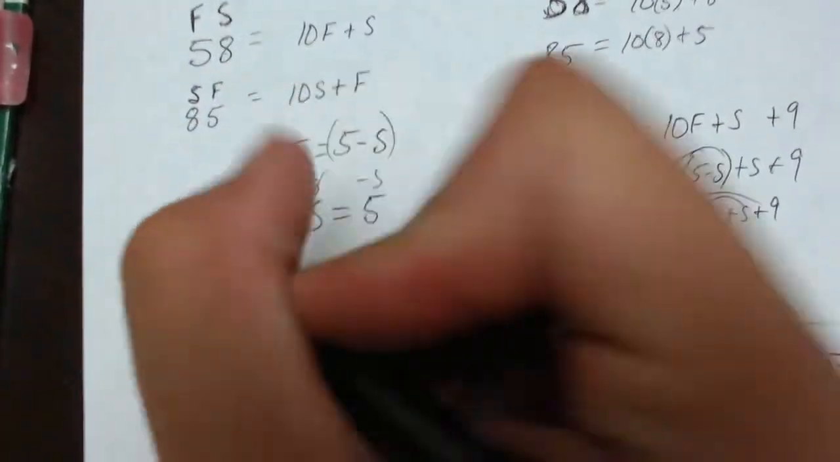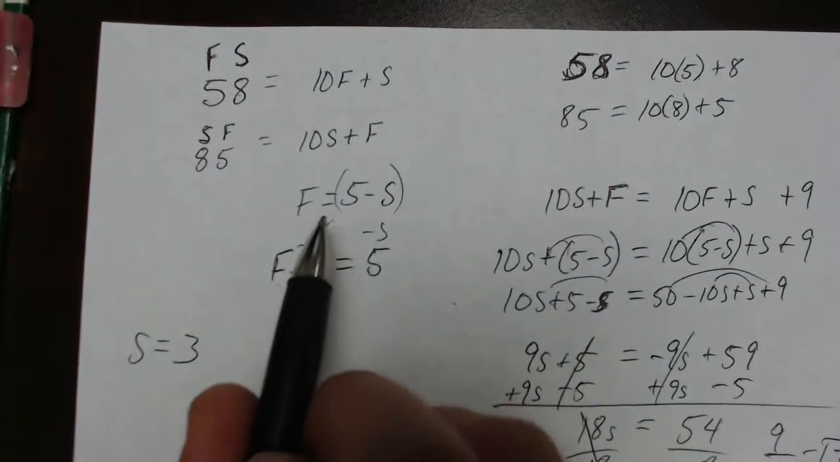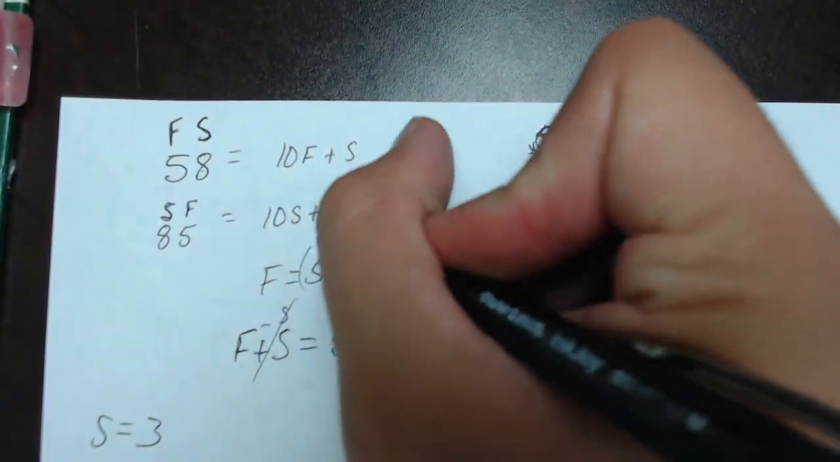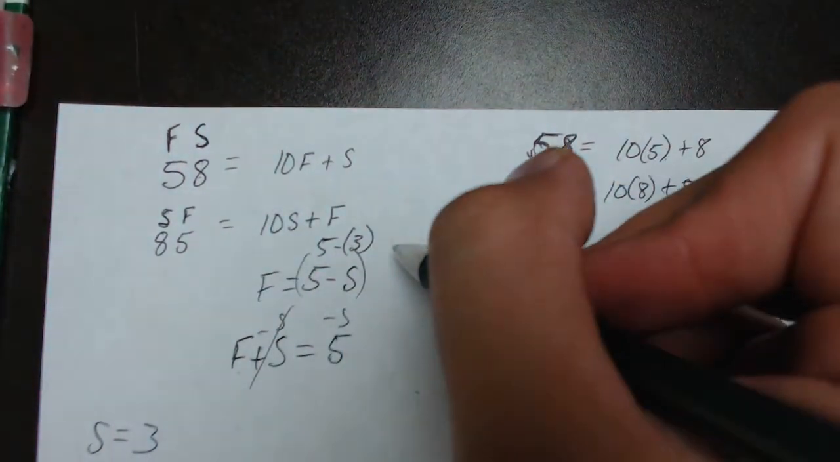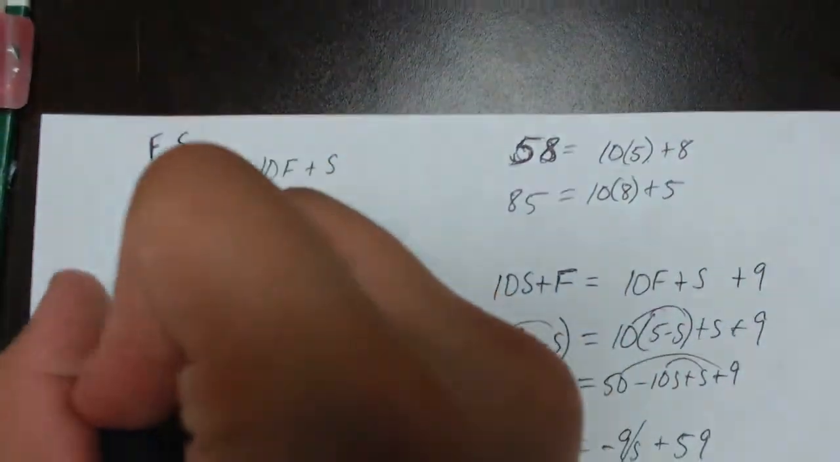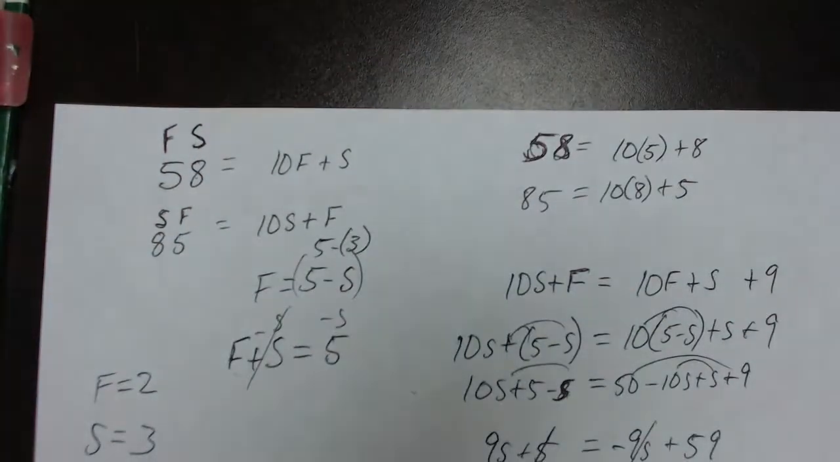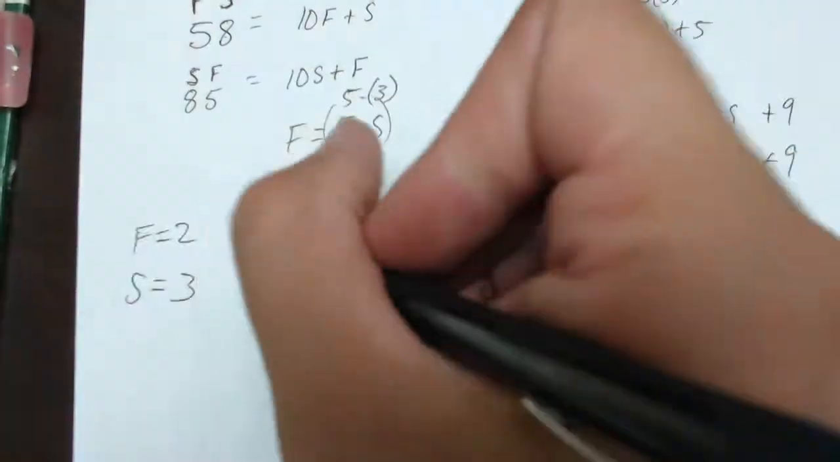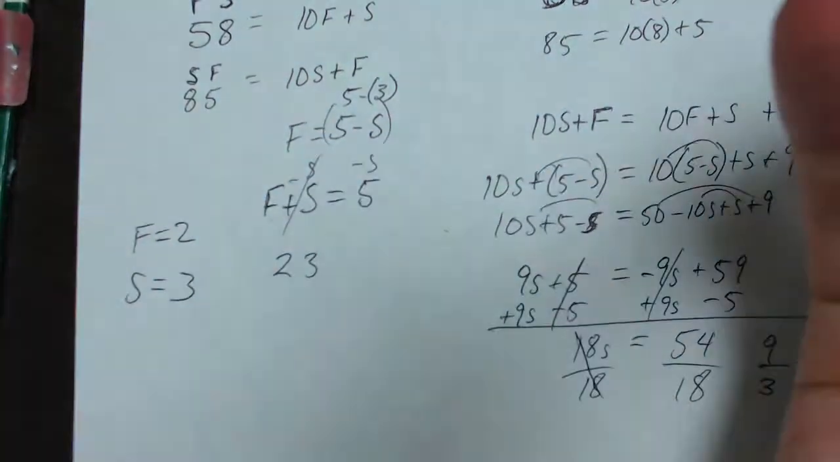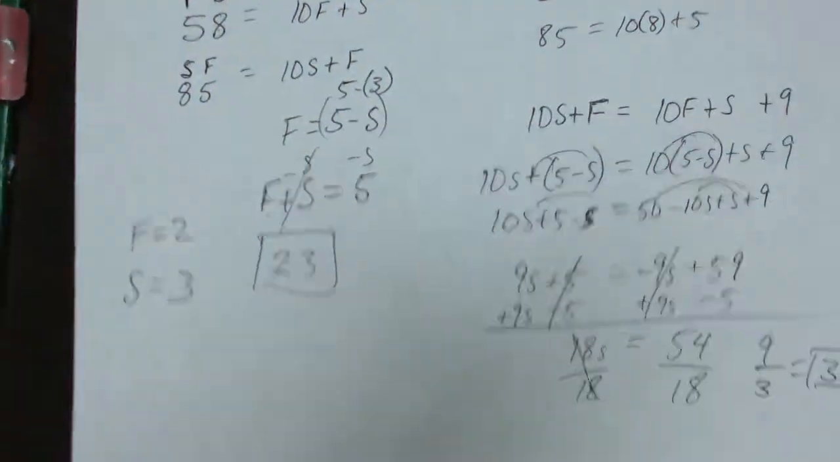S equals 3. And then I'll take that and plug it in here. So the first digit equals 5 minus the second digit, which is 3. 5 minus 3 is 2. So the first digit equals 2. And that means my number is 23. And that's my answer. Next, let's move on to percent mixture problems.